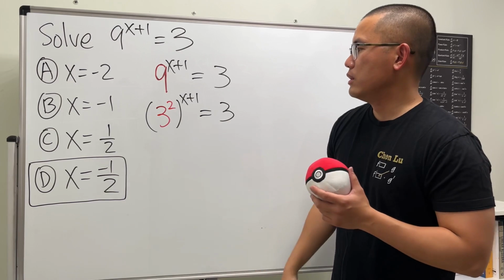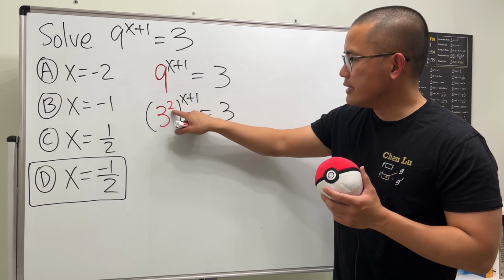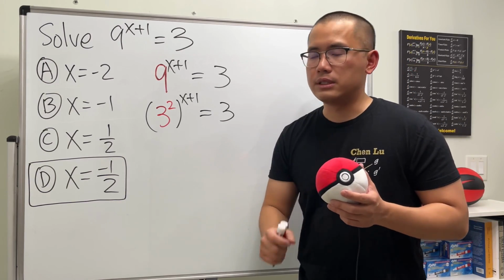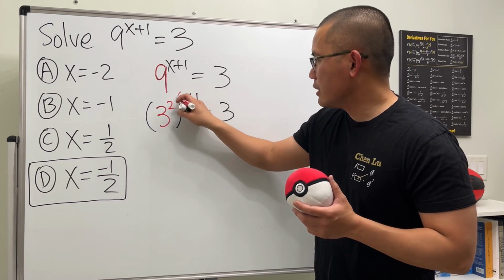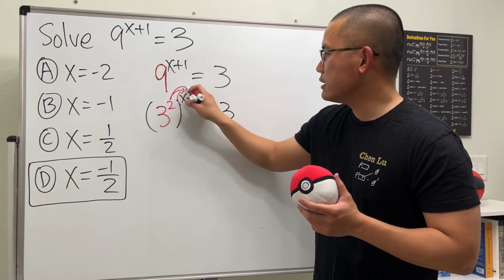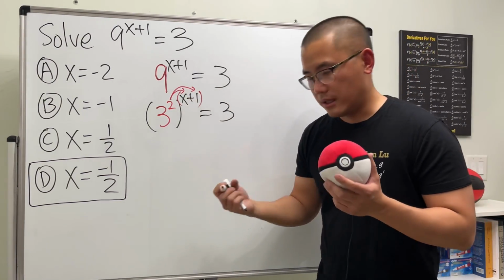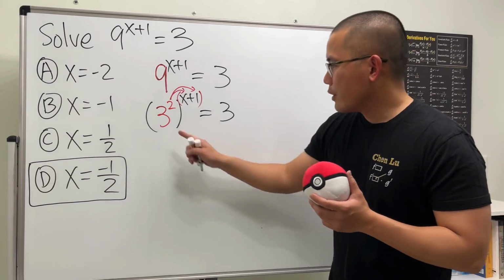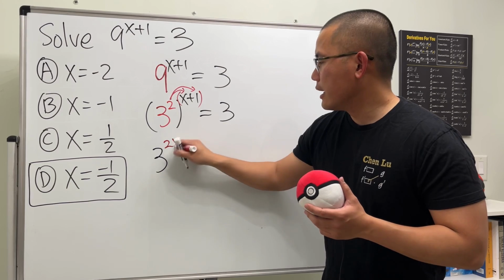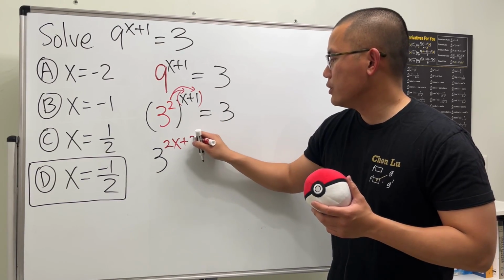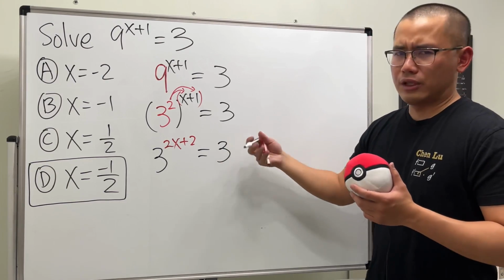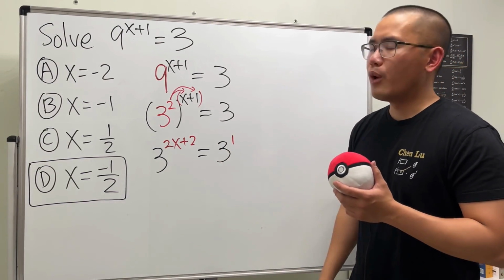Well, what's next though? Here, when we have 3 to the second power and then to the x plus 1 power, we can multiply the exponents. So I'm just going to put a parentheses because it has two terms. We are going to multiply the exponents. This is one of the rules of exponents. So when we do that, we will get 3 to the power of 2 times x, which is 2x, and then 2 times 1 is 2. And on the right hand side, we have this 3. But 3 is the same as 3 to the first power.